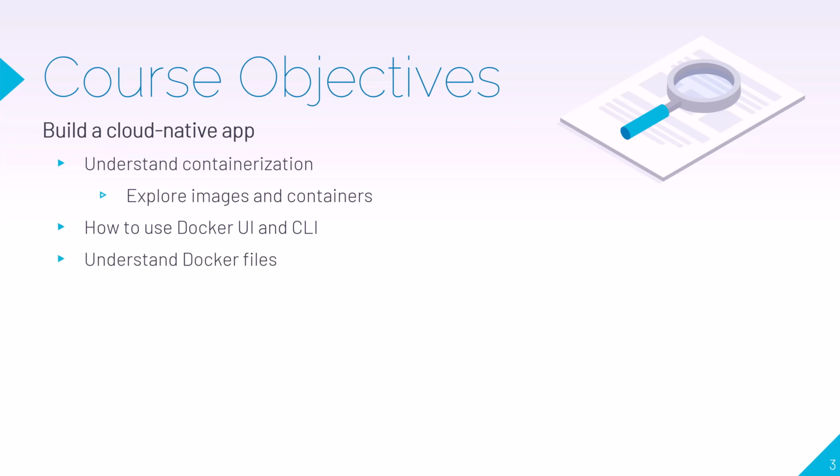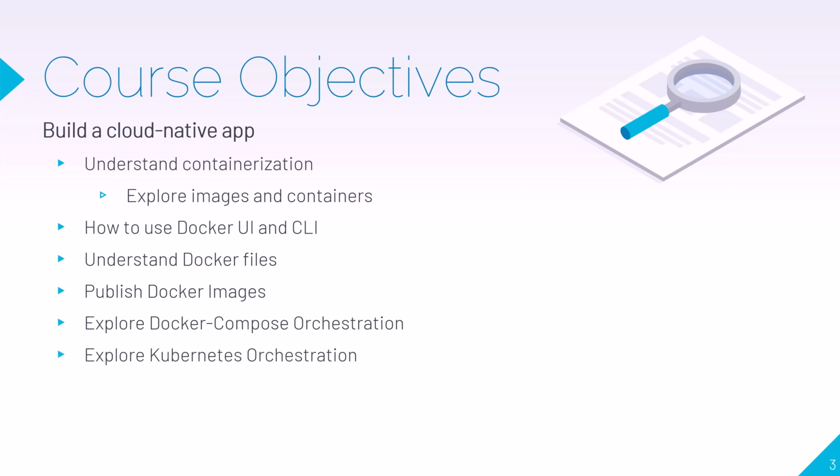We'll understand how Docker files work, look at how we can publish our own Docker images, explore orchestration using Docker Compose and Kubernetes, which means we're going to look at how we can author K8 manifests or Kubernetes configuration files. And then ultimately, we'll look at .NET Aspire, which is a brand new .NET technology geared towards helping us to build cloud native applications, but it is in preview at the time of this recording.